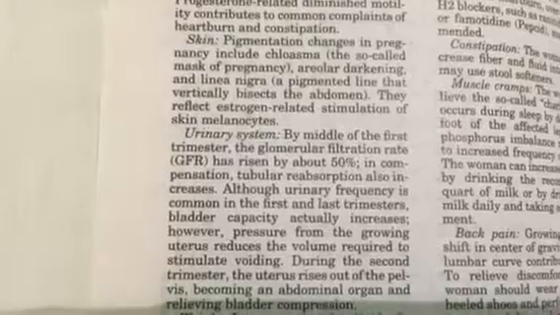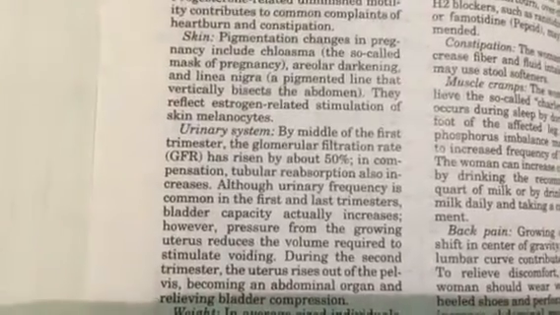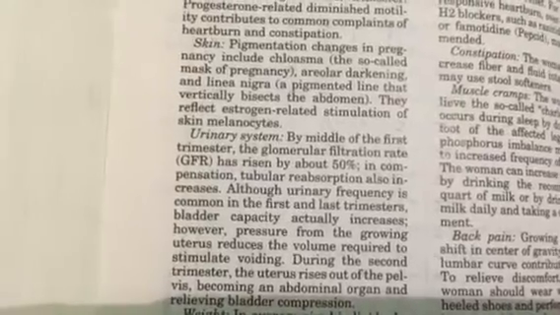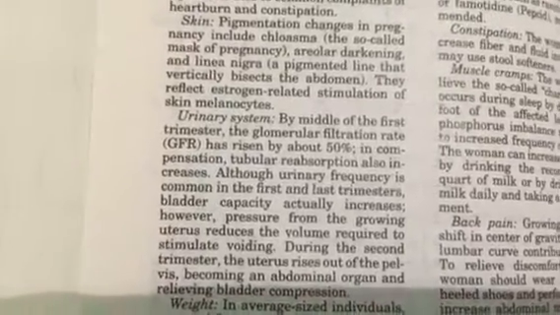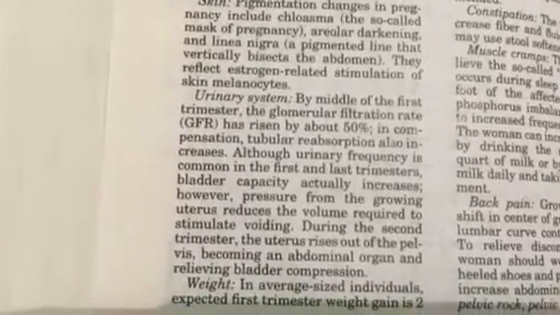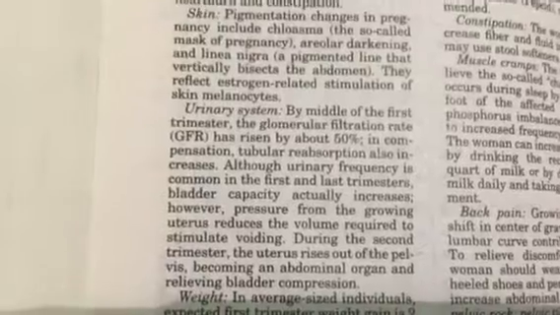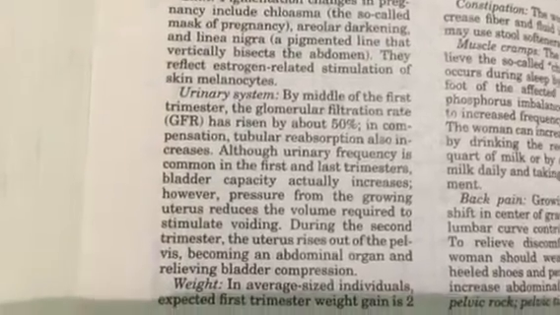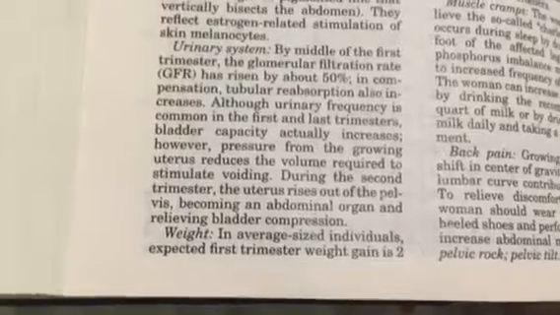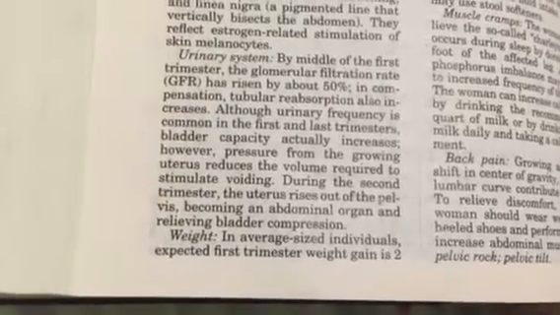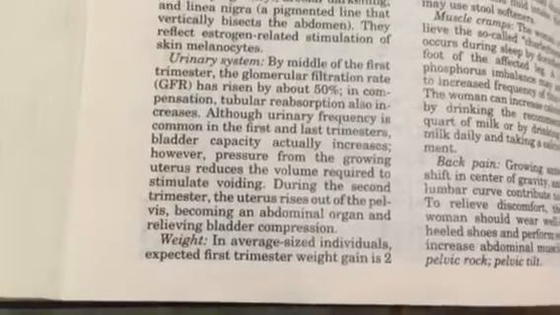in the first and last trimester, bladder capacity actually increases. However, pressure from the growing uterus reduces the volume required to stimulate voiding. During the second trimester, the uterus rises out of the pelvis, becoming an abdominal organ and relieving bladder compression.